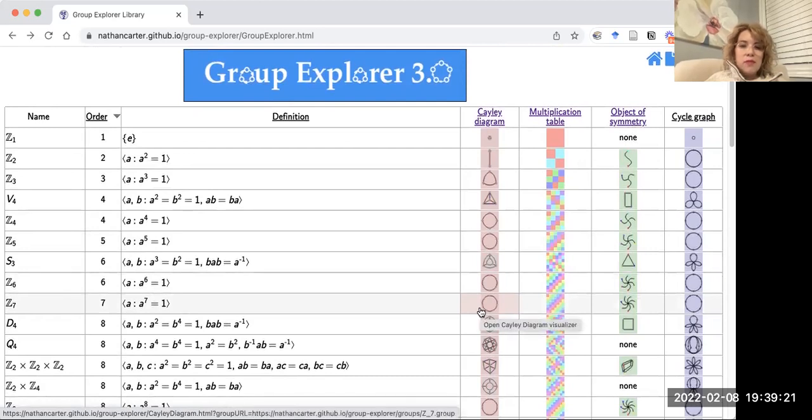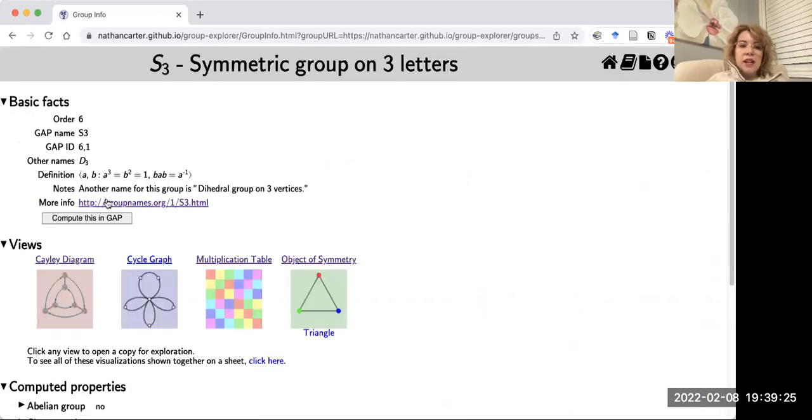And maybe I'll start off with S3. So S3, as we saw actually in the isomorphism week, is also called D3. So symmetric group on 3 letters. It's the same thing as the dihedral group of order 6. So we don't know what a cycle graph is, actually. You're going to learn that this week, or you're going to at least understand it a little bit better this week. But we're going to be interested in the Cayley diagram and the multiplication table.